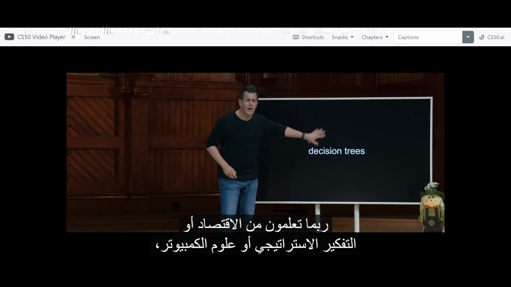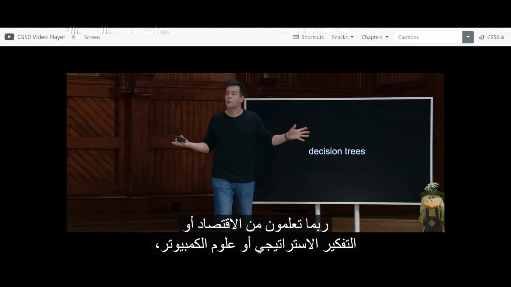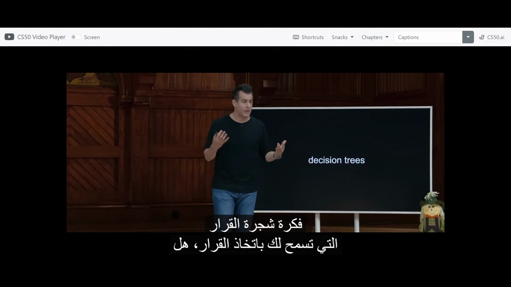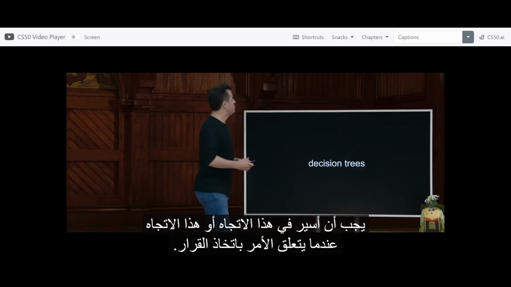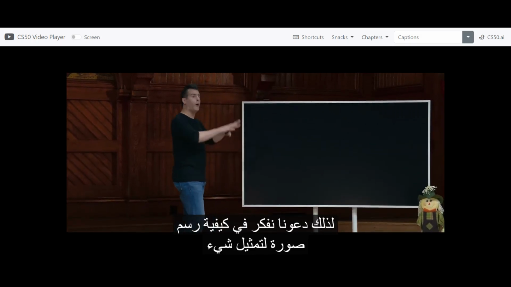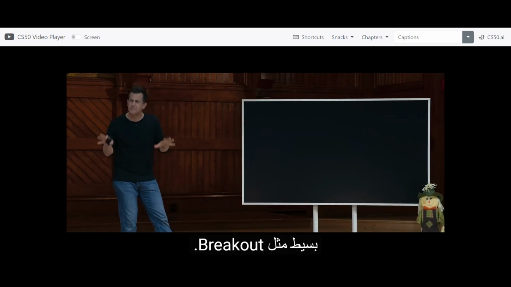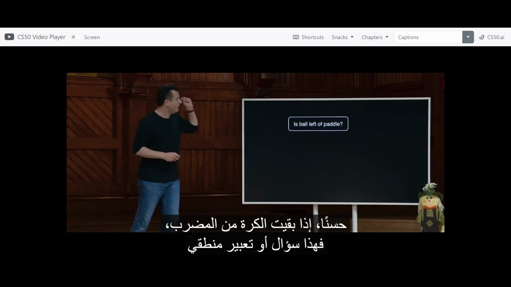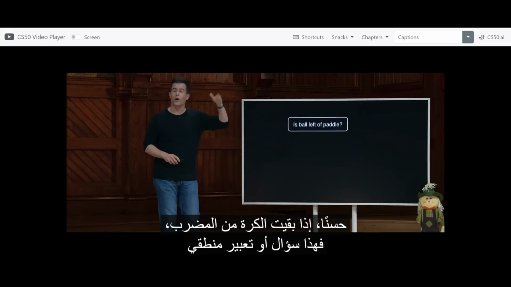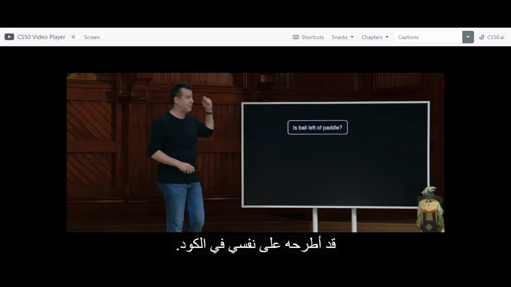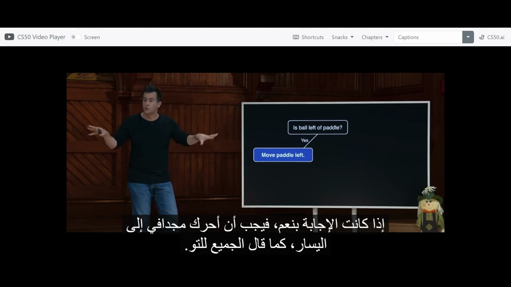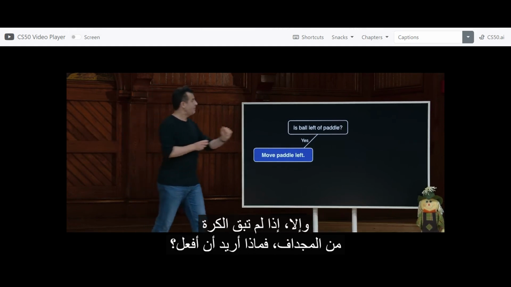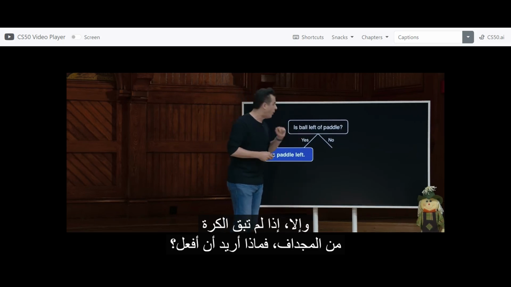You might know from economics or strategic thinking or computer science this idea of a decision tree that allows you to decide, should I go this way or this way when it comes to making a decision. So let's consider how we could draw a picture to represent even something simplistic like Breakout. Well, if the ball is left of the paddle is a question or a Boolean expression I might ask myself in code. If yes, then I should move my paddle left, as most everyone just said. Else, if the ball is not left of paddle, what do I want to do?